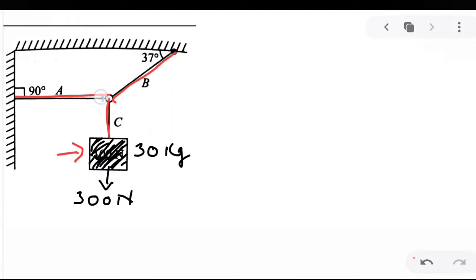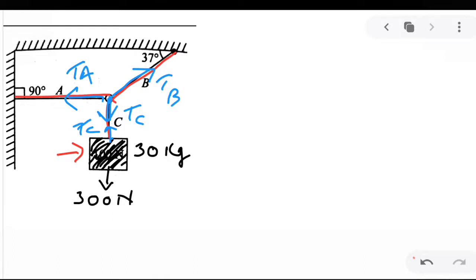Let us take the tension in string A to be TA, tension in string B to be TB, and tension in string C to be TC. The strings are different, so obviously the tension will also be different. Similarly, this TC at this point is acting in the downward direction, but for this block the tension will act in the upward direction, and that will be the same TC because the string is the same. Now let us apply the equilibrium condition.